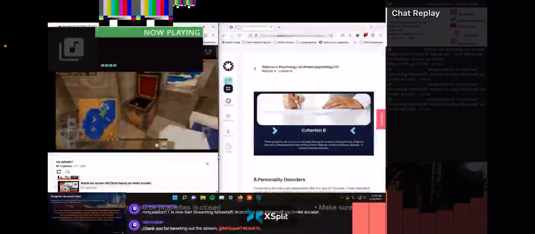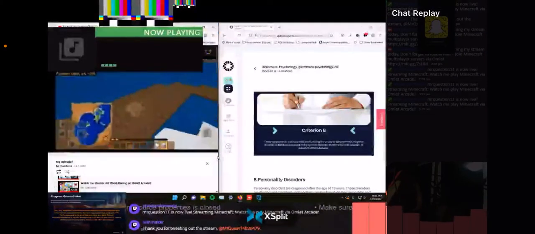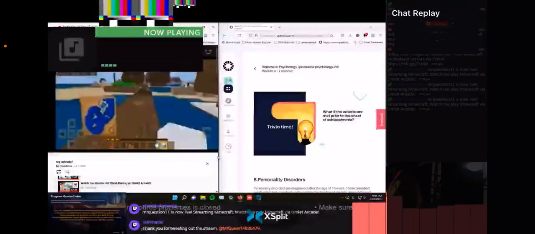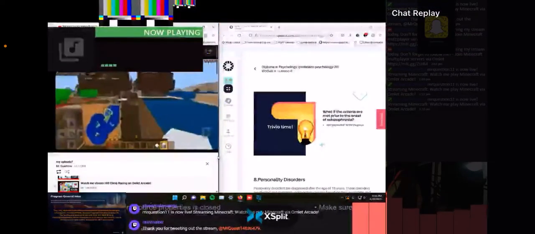And criterion B states that these symptoms do not occur exclusively during the course of schizophrenia, a bipolar disorder, or depressive disorder with psychotic features, another psychotic disorder, or autism spectrum disorder. What do you think the clinician would do if the criteria for this disorder are met prior to the onset of schizophrenia? Well, as with paranoid personality disorder, the clinician would add premorbid to the diagnosis. For example, schizoid personality disorder, premorbid.